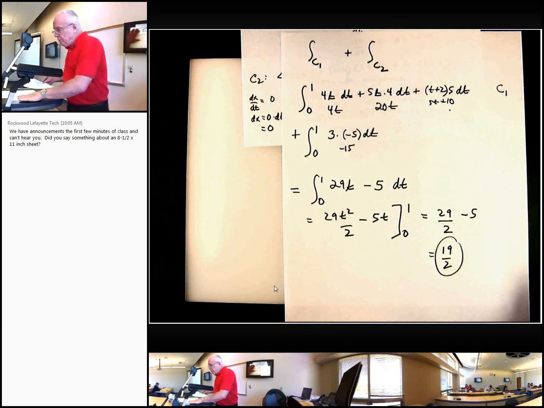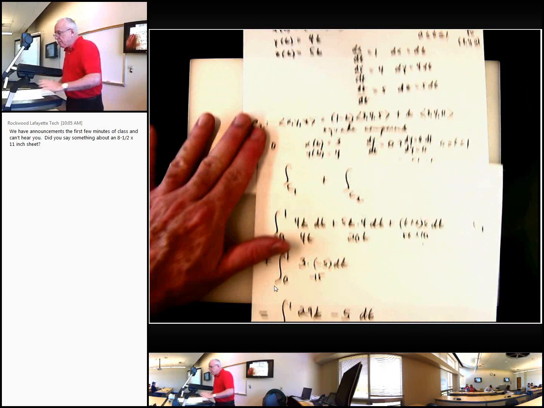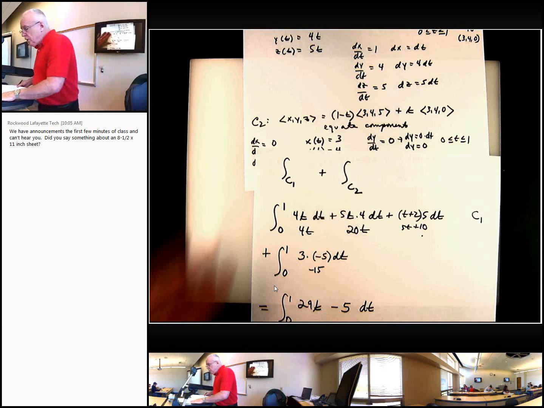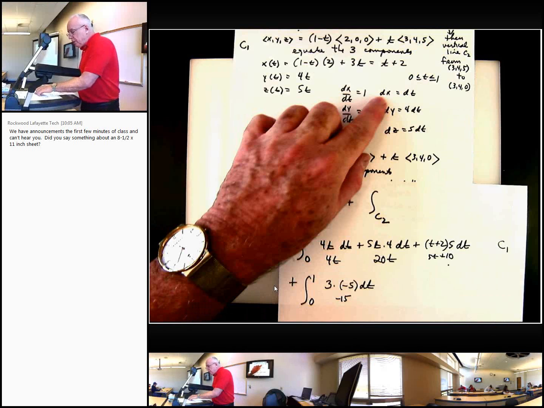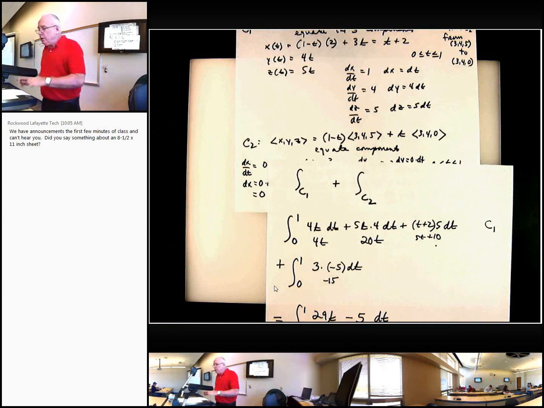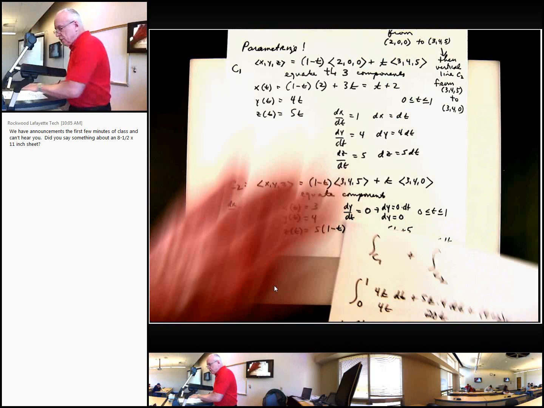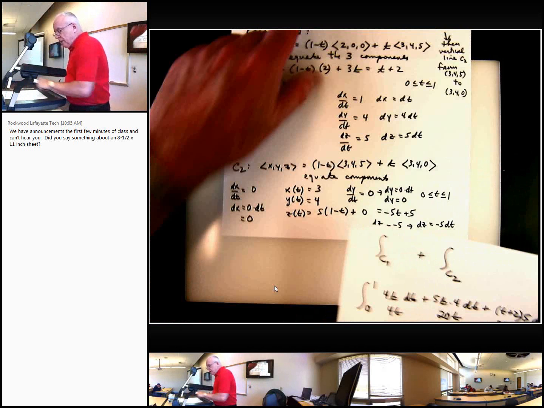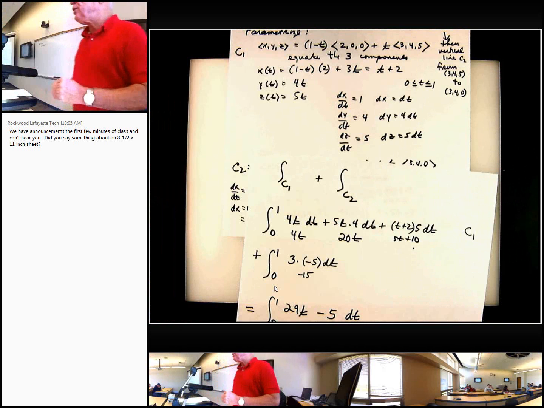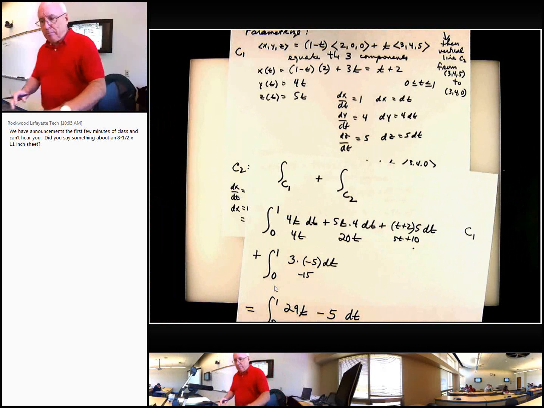So with both of these, we had to do that parameterization along each line segment. You have to figure out what you replace your dx, dy, and dz by, plug your parameters into the function that you're given, and then just integrate, hopefully a fairly simple integral after that.